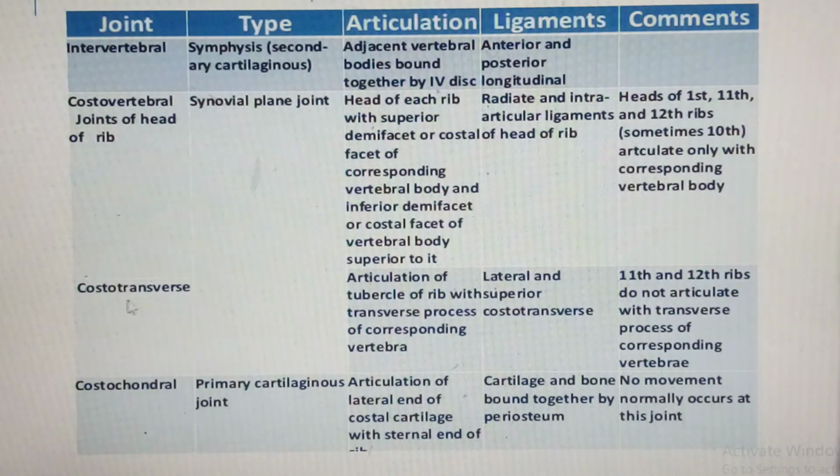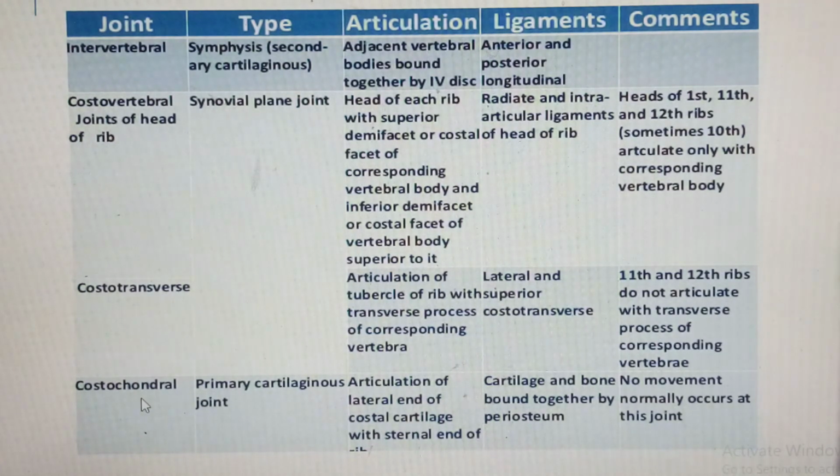Then we have what we call the costotransverse joint. The name tells you: the articular facet on the tubercle of the rib and the facet on the transverse process of the thoracic vertebra. That's a plain synovial joint. The key thing here is that the 11th and 12th ribs do not articulate with the transverse process. They do not have articular facets on their tubercles, and likewise the thoracic vertebrae do not have articular facets for them.